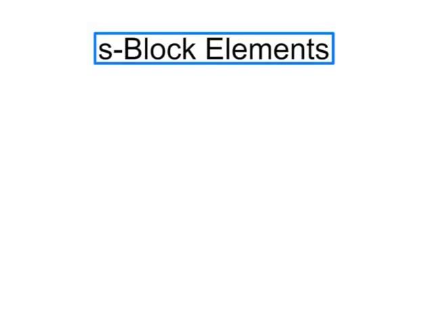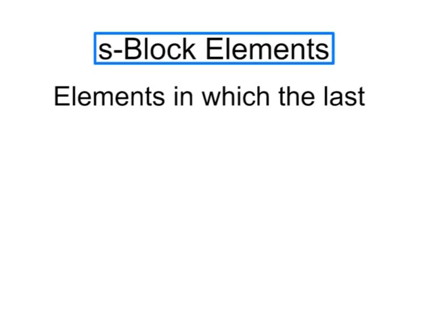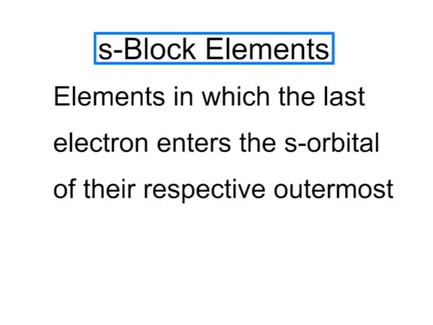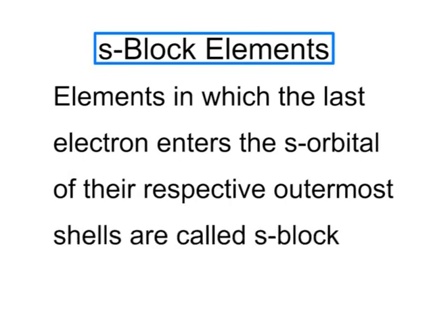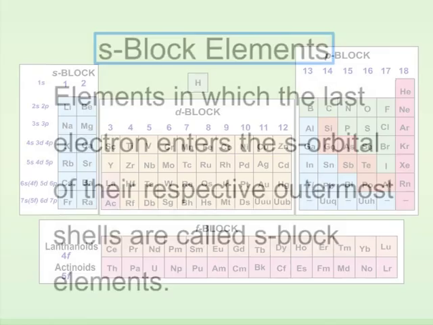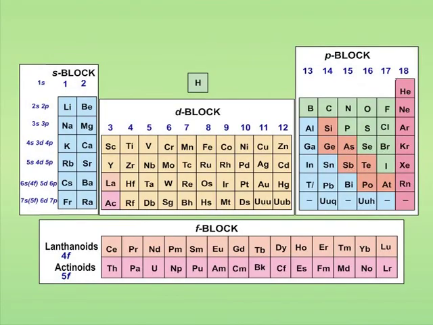First, s block elements. Elements in which the last electron enters the s orbital of their respective outermost shells are called s block elements. Since the s subshell can hold only 2 electrons, there are only 2 groups of s block elements. Thus, elements of group 1, that is hydrogen and the alkali metals, and group 2, that is alkaline earth metals and helium, comprise the s block elements.